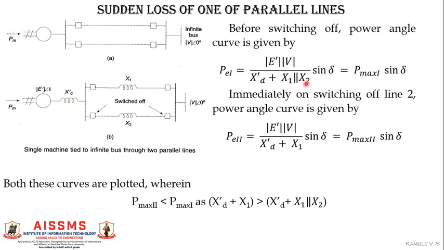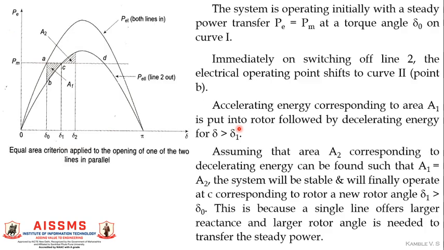X1 parallel with x2 will be in this case, and here there will be only one x1. And as these two lines are parallel, this value x1 parallel with x2 will always be less than x1 or x2. Here we are considering only x1, so I will say x1 parallel with x2 will always be less than x1. So as this value is lesser than this one, PE1 is always greater than PE2.